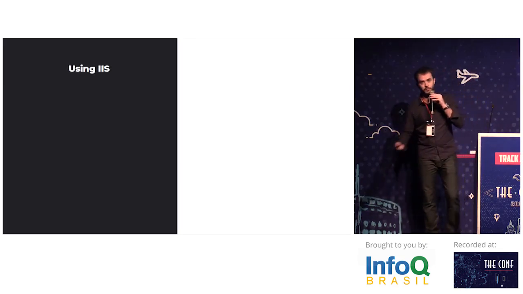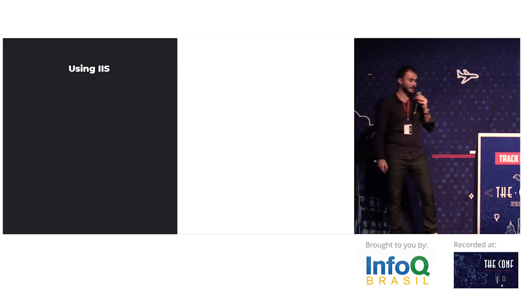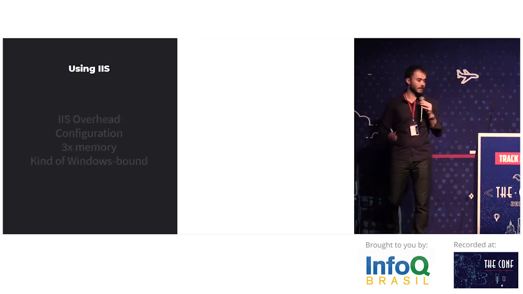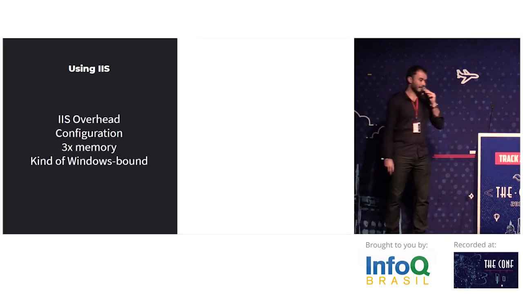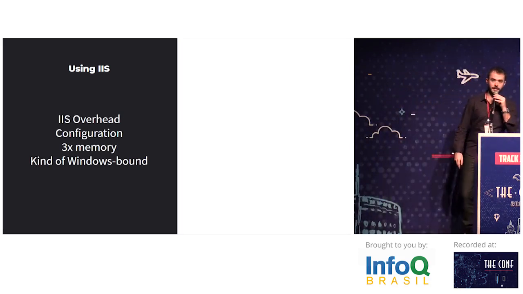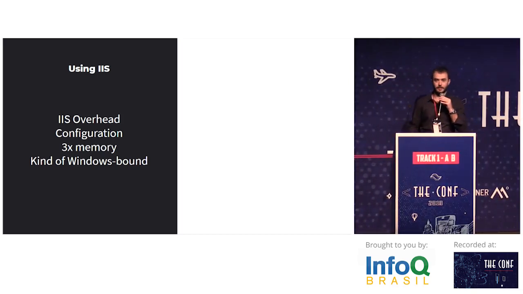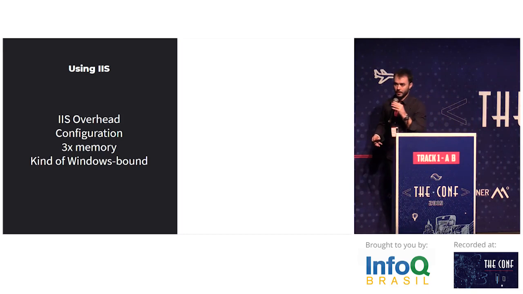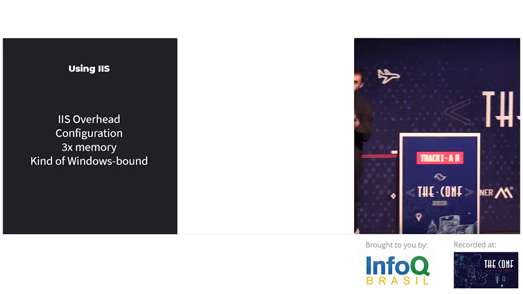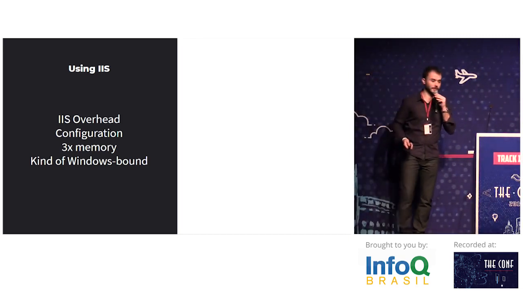IIS, for those of you not from the .NET world, stands for Internet Information Services. It is the Apache from Microsoft, basically, the server. It has a lot of overhead. It has a configuration that can be a nightmare. It uses 3 times the memory that could be used with some other form of services, of web APIs. And it's kind of Windows bound. Kind of, because it actually works in Linux, but, well, you shouldn't do this.